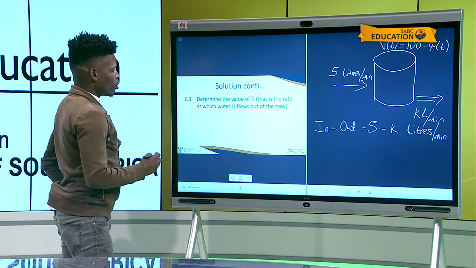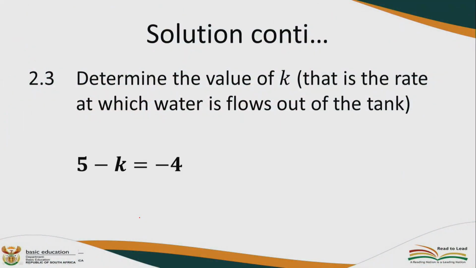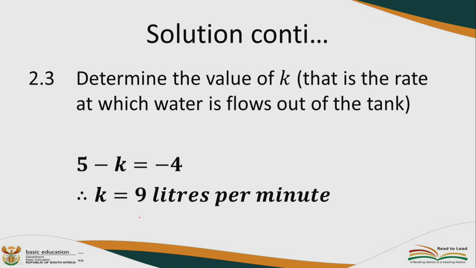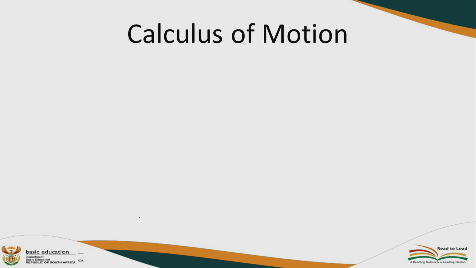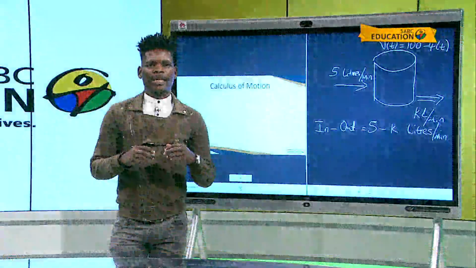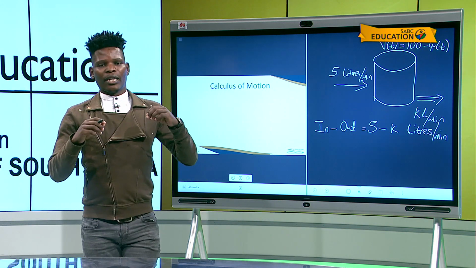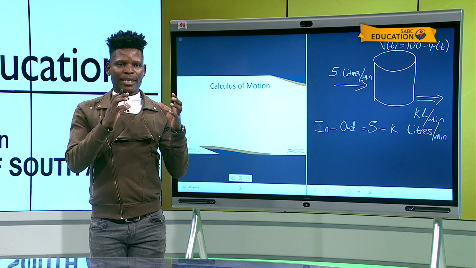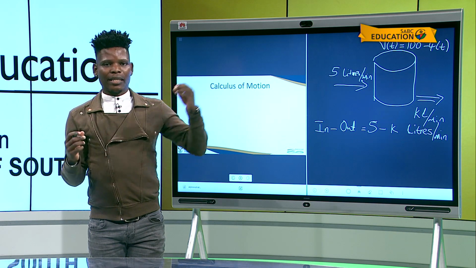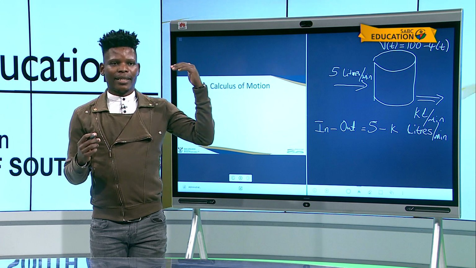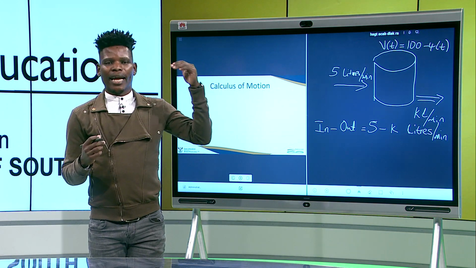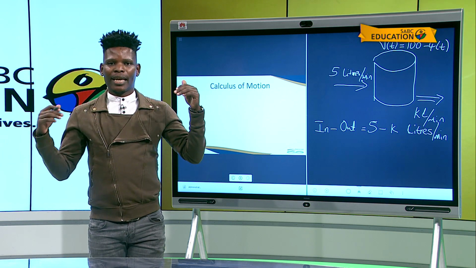So to solve for the value of k, we are then going to say that 5 minus k is equal to negative 4. We solve for k, we find that k is 9 liters per minute. All right, so now if we can just speak to the 9 liters per minute that we got. You can clearly see that there is more water that is leaving the tank per minute than the water that is entering the tank per minute, because we have 5 liters entering the tank per minute and we have 9 liters leaving the tank per minute.